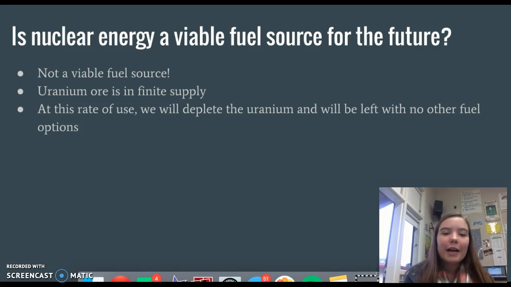So, is nuclear energy a viable fuel source for the future? We don't think it is a viable fuel source. Uranium is in finite supply, so if we continue to use it at this rate, it will eventually deplete itself, and we will be left with no other fuel options.